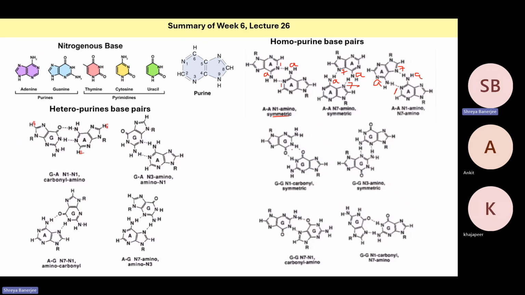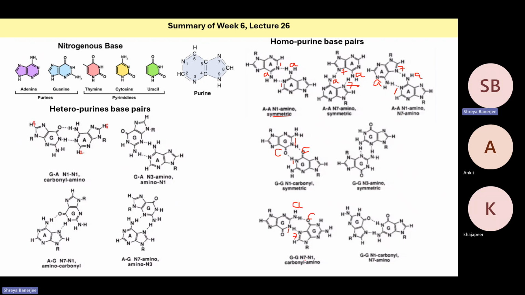When G comes into question, now you can have hydrogen bond acceptors as carbonyls as well. So here you have N1 carbonyl. This is N1. This is carbonyl. Again, N1 carbonyl. And this is a symmetric base pairing. Similarly, you can have N3 amino. Then you can have unsymmetric base pairing between G and G with N7 to N1. So here in this case, N1 is here, N7 is here, and you have carbonyl to amino.